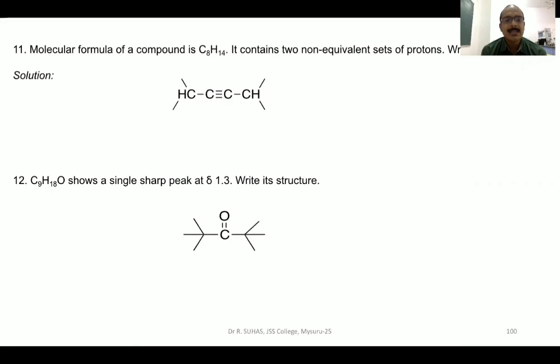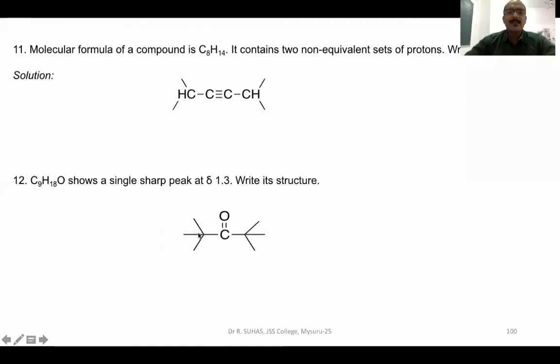And it is telling that it shows a single sharp peak at delta 1.3. 1.3 usually refers to methyl (primary) or methylene (secondary). We can check it by trial and error. There is only one oxygen. If you put oxygen in the middle and think that it is a symmetrical molecule of ether type, you have to satisfy it by putting isopropyl.